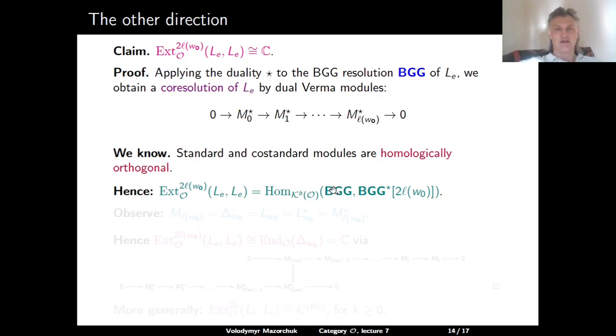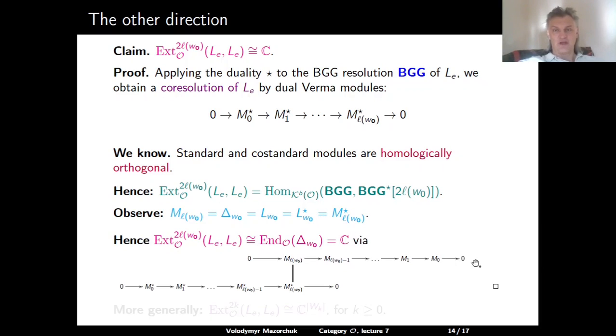So this is because the components of the BGG complex are deltas, the components of the dual BGG complex are nablas, and they are homologically dual to each other. Also observe that the leftmost component in the BGG complex is exactly the simple Verma module delta w0, and because the duality is simple preserving, this is isomorphic to the dual Verma module, nabla w0.